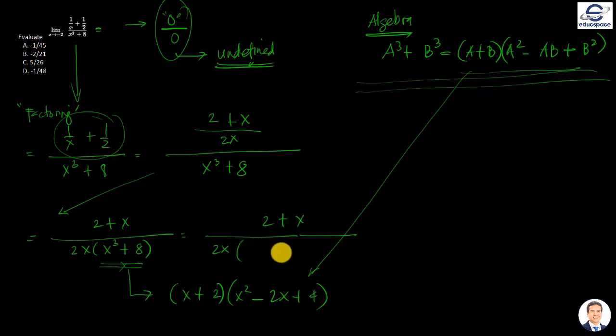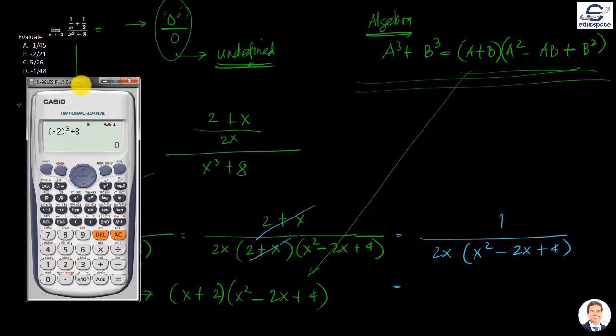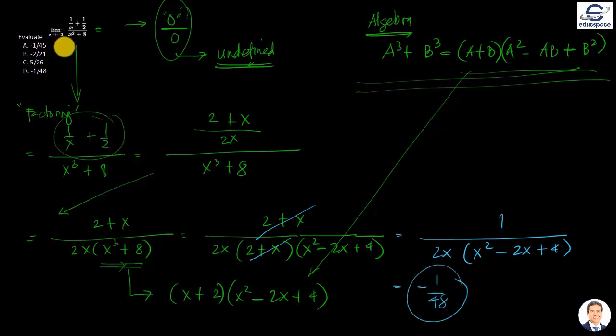So again, going back, we have 2 plus x, then x squared minus 2x plus 4. We observe that we can cancel 2 plus x with 2 plus x, and so we now have 1 over 2x times x squared minus 2x plus 4. Now we can substitute our limit, negative 2. So we have 1 divided by 2 multiplied by negative 2, multiplied by negative 2 squared minus 2 multiplied by negative 2 plus 4. Then we close, and the result is minus 1 over 48. So the answer here is letter D.